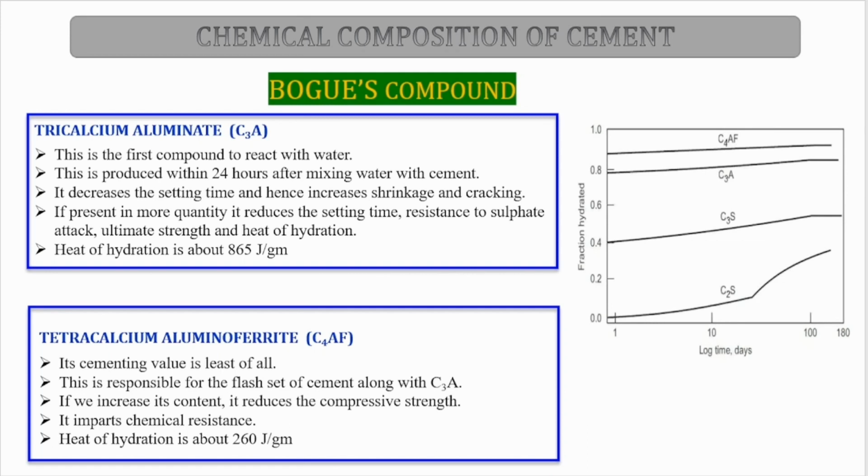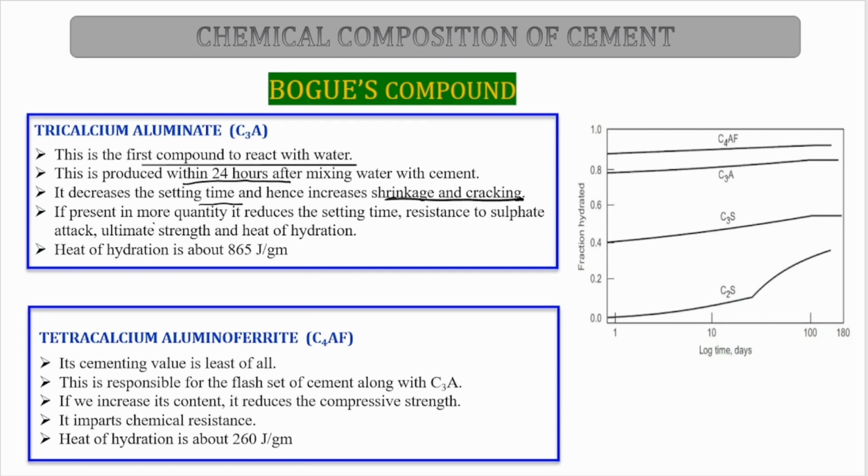Then the third one is tricalcium aluminate, or C3A. This is the first compound which is formed or which reacts with water. I have already said in the oxide composition that alumina is always in a hurry mode. So that is why this is the very first compound which is formed, and this is formed within 24 hours of mixing water with the cement. So this decreases the setting time and increases the shrinkage and cracking of the cement.